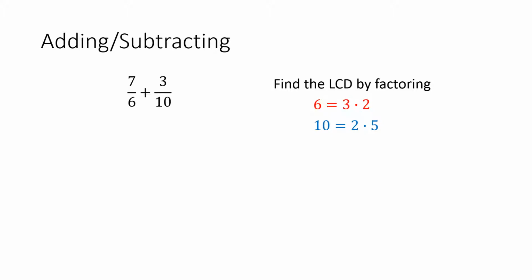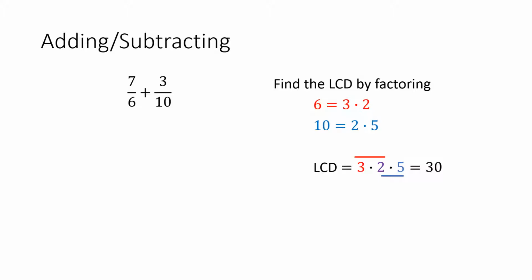And so I've color-coded these because I think it'll make finding the LCD a little bit more clear, because our LCD has got to contain both of our denominators. So our LCD has got to contain a 3 and a 2 for 6, and it's got to contain a 2 and a 5 for 10. However, that 2 is shared by both of them, so I really don't need to include it twice. So I need the 3 and the 2, that'll get me back to 6. I need the 2 and the 5, that'll get me back to 10. And so I don't want to add any extra factors into my LCD. The LCD, standing for least common denominator, we do want to keep as small as possible. And we have 3 times 2 times 5, which gives us 30.